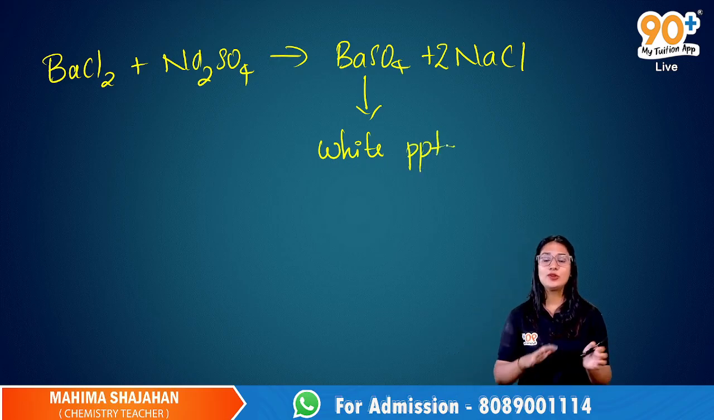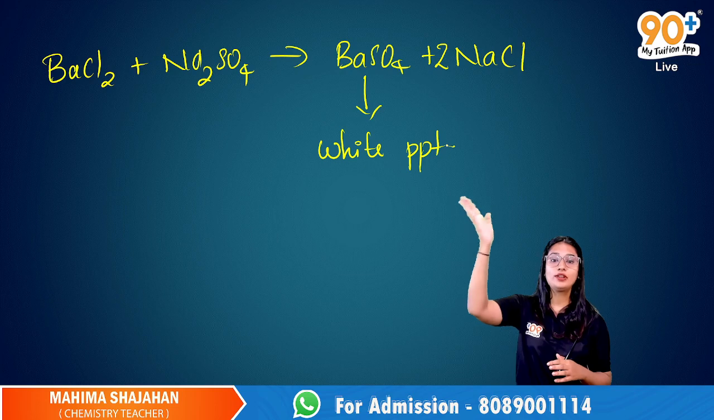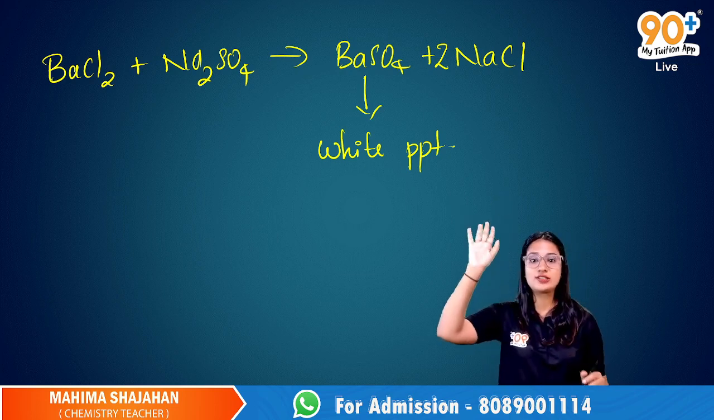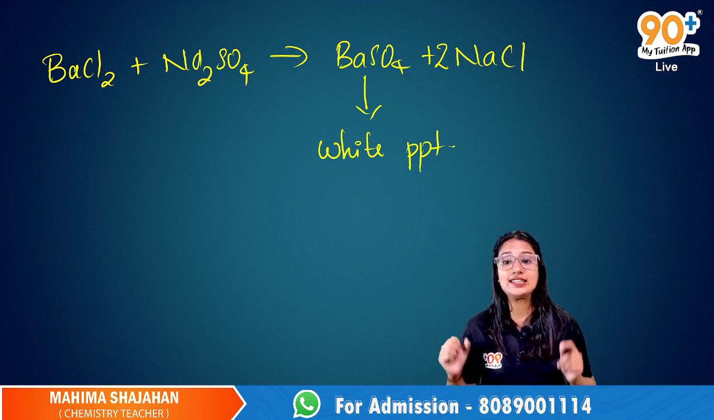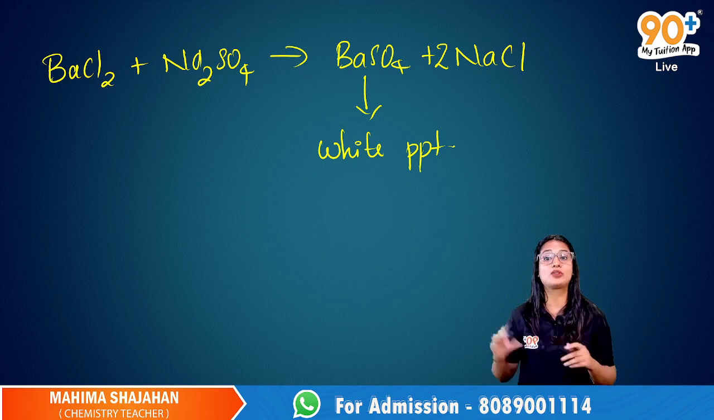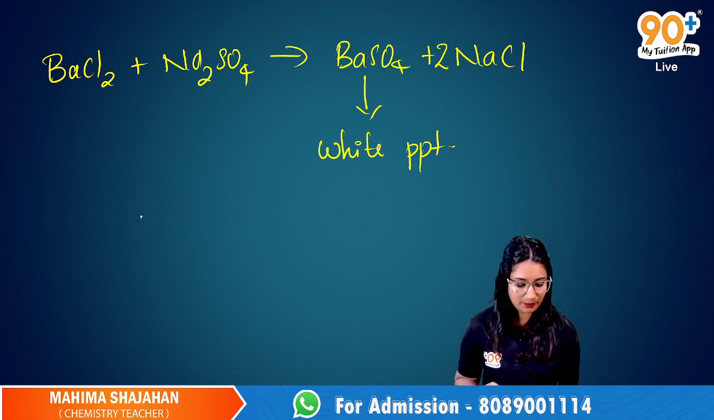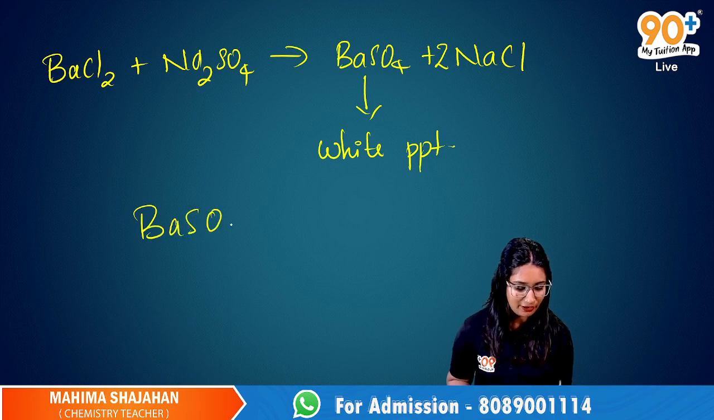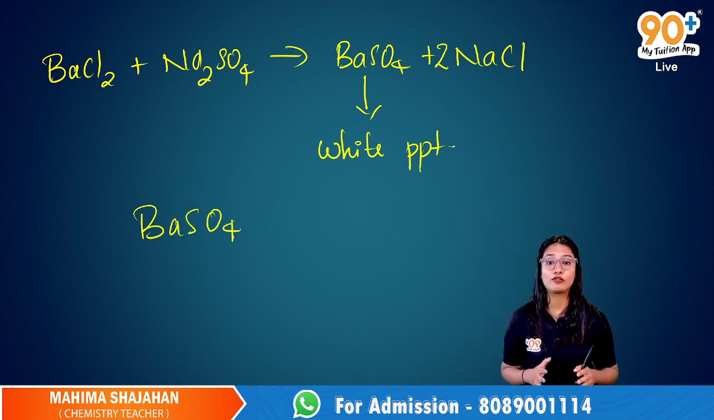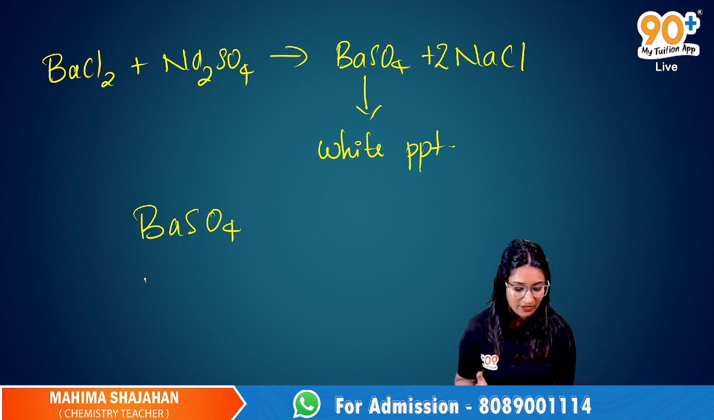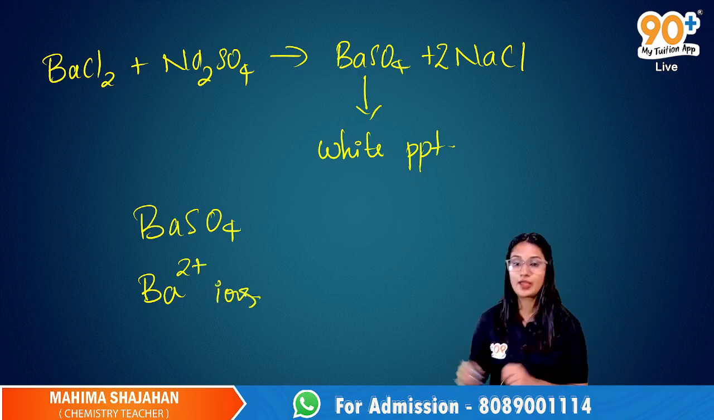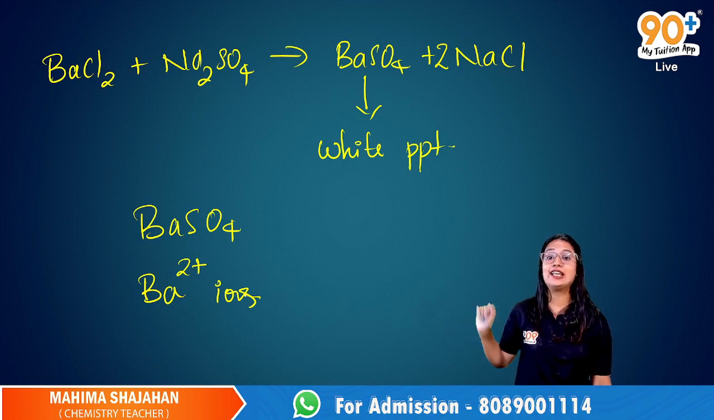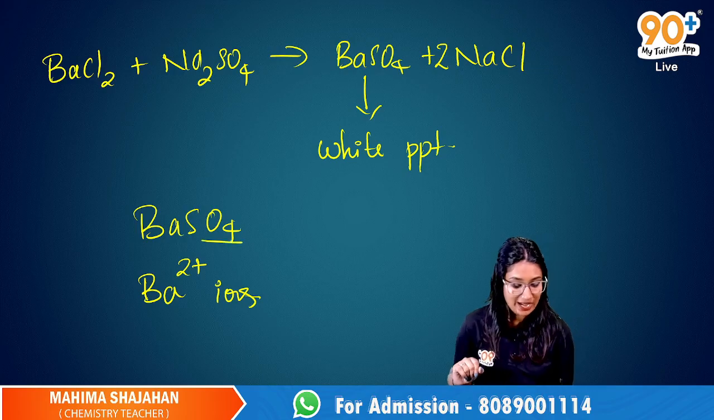Then what was the second part of the question? So we wrote the equation. Chemical reaction is written. That's fine. The second part was to identify the symbols of the ions in the precipitate. So our precipitate is barium sulfate, and what all ions are there? We have the barium Ba2+ ion, and along with that we have the sulfate ion.